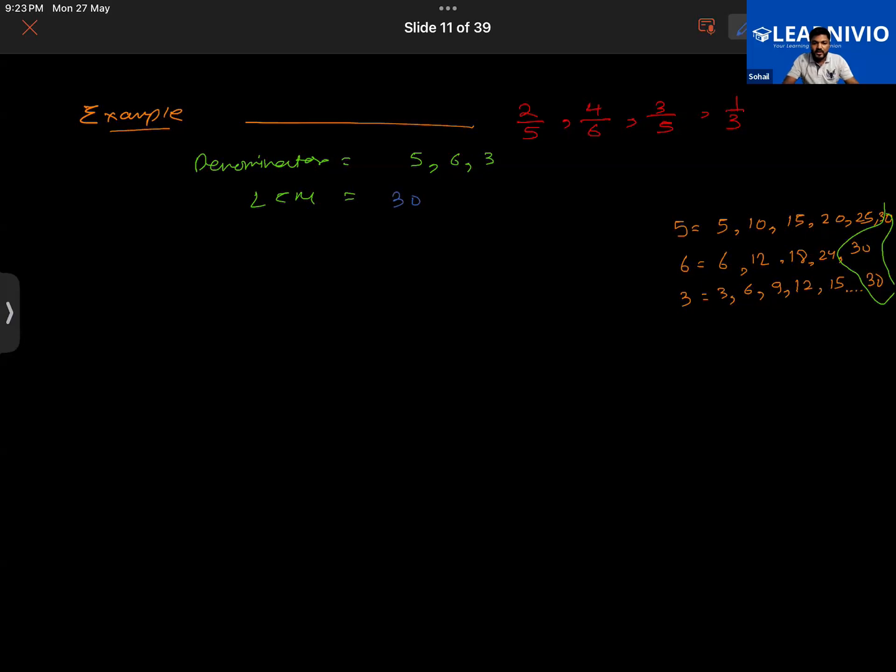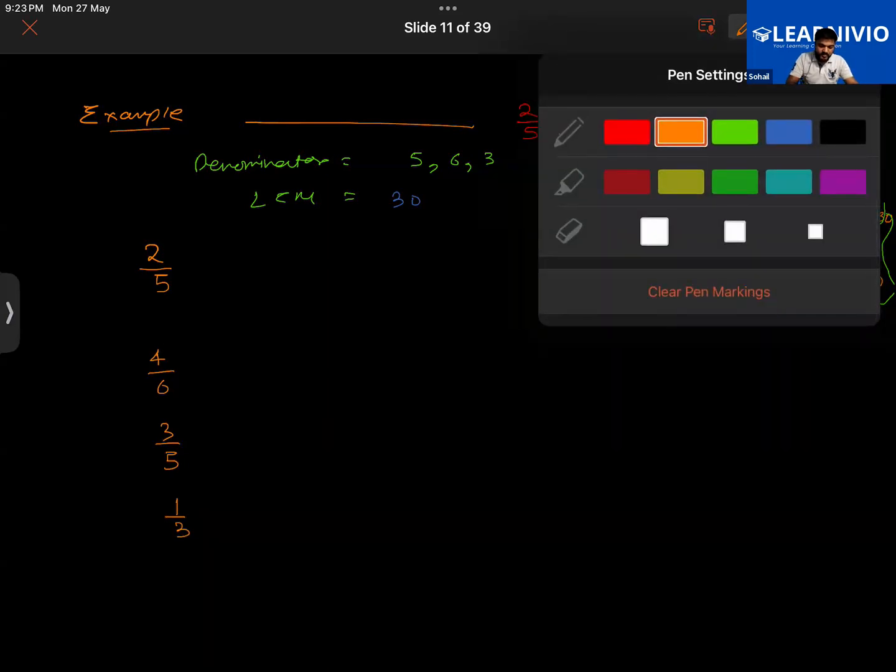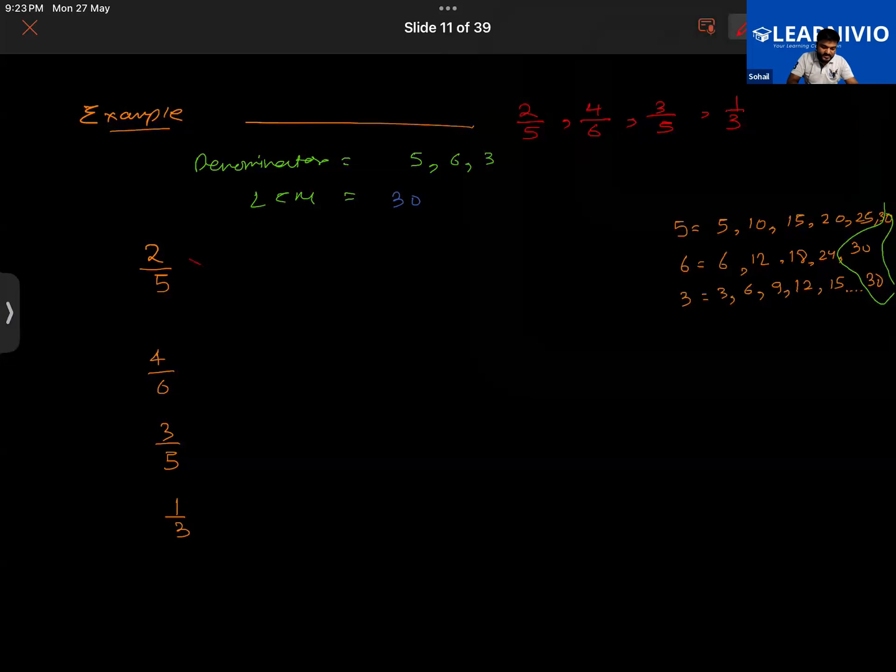So you have got 30. Now what are we going to do? Now we are going to find the equivalent fractions. You have the fractions 2 upon 5, 4 upon 6, 3 upon 5, and 1 upon 3, right? Remember what steps we were doing previously? We are required to make all the denominators 30. Keep that in mind. So you would be multiplying it with 6 upon 6, that is 12 upon 30. Doing the same thing with this one, but with a different number. So you find it out.